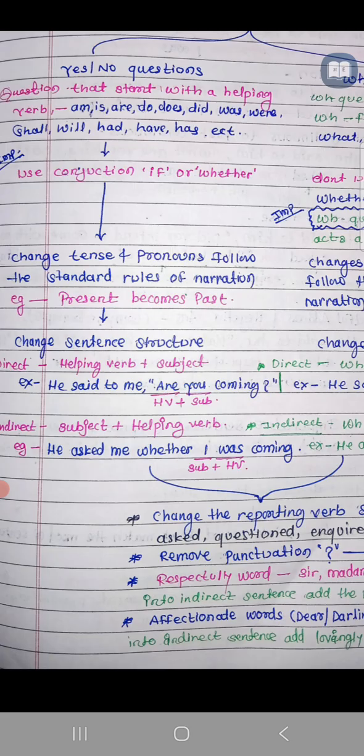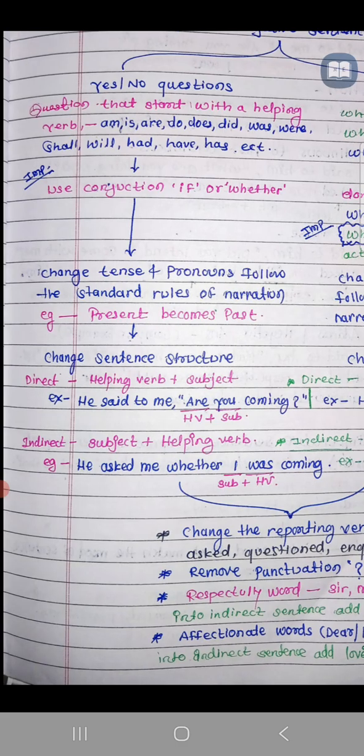Rule number 2, I told you: whenever an interrogative sentence has a conjunction required there, use "if" or "whether." Rule number 2: use the conjunction "if" or "whether" in the interrogative sentence. Let's see, "He asked me whether I was coming." So "I was coming." Why did I change "you" to "I"? Because he is talking about me.